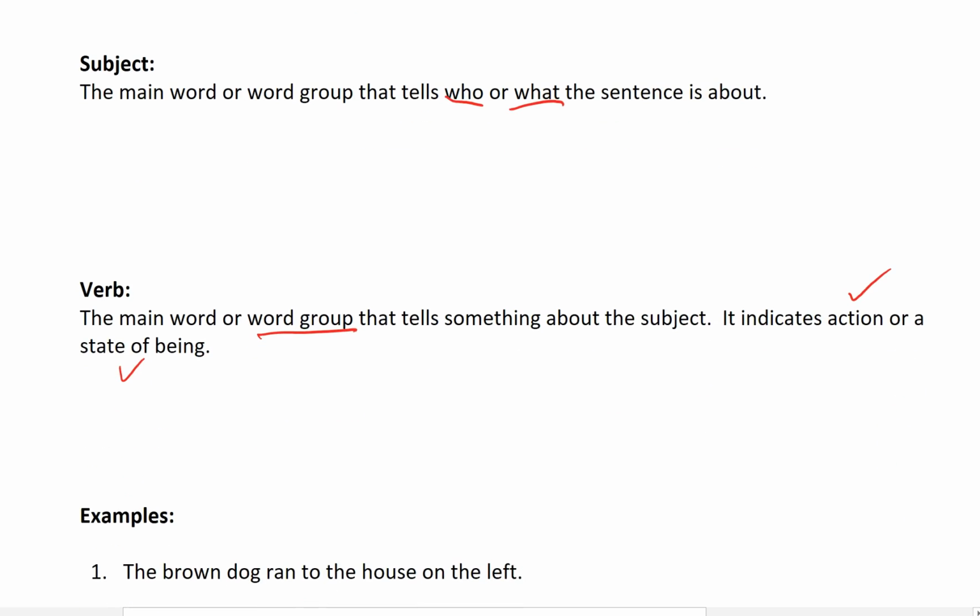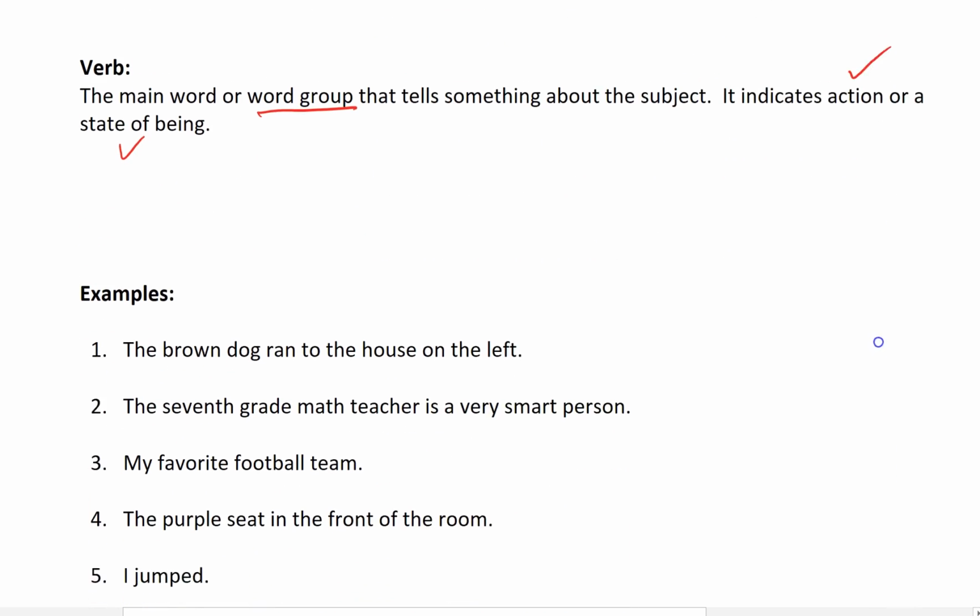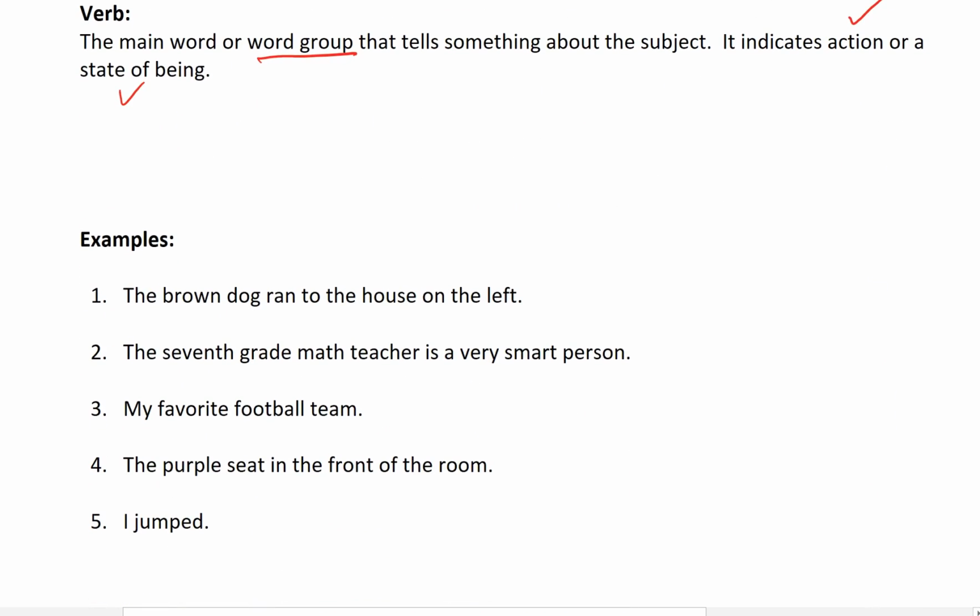Let's do some examples to make sure we understand this. Here are 5 examples. Number 1, the brown dog ran to the house on the left. I can tell you that the subject here is dog. And the verb here is ran. Try number 2. See if you can identify the subject and the verb. Hit pause.